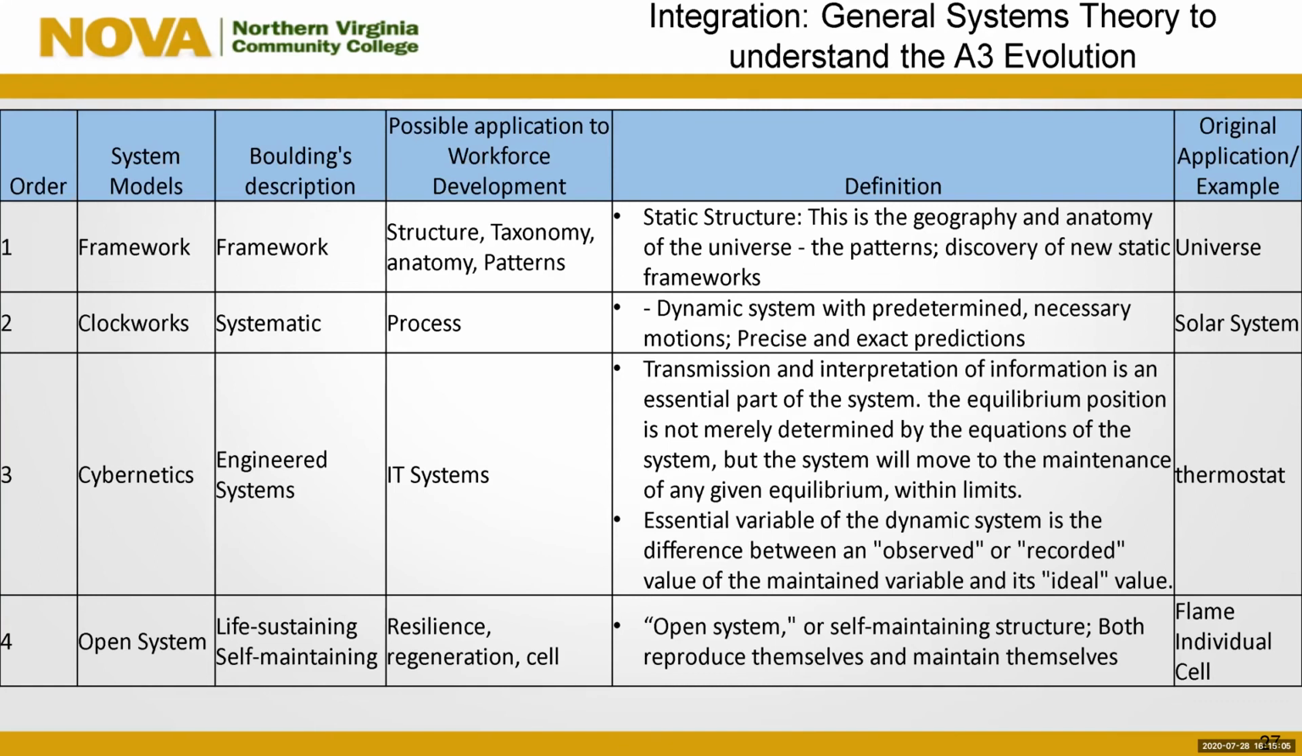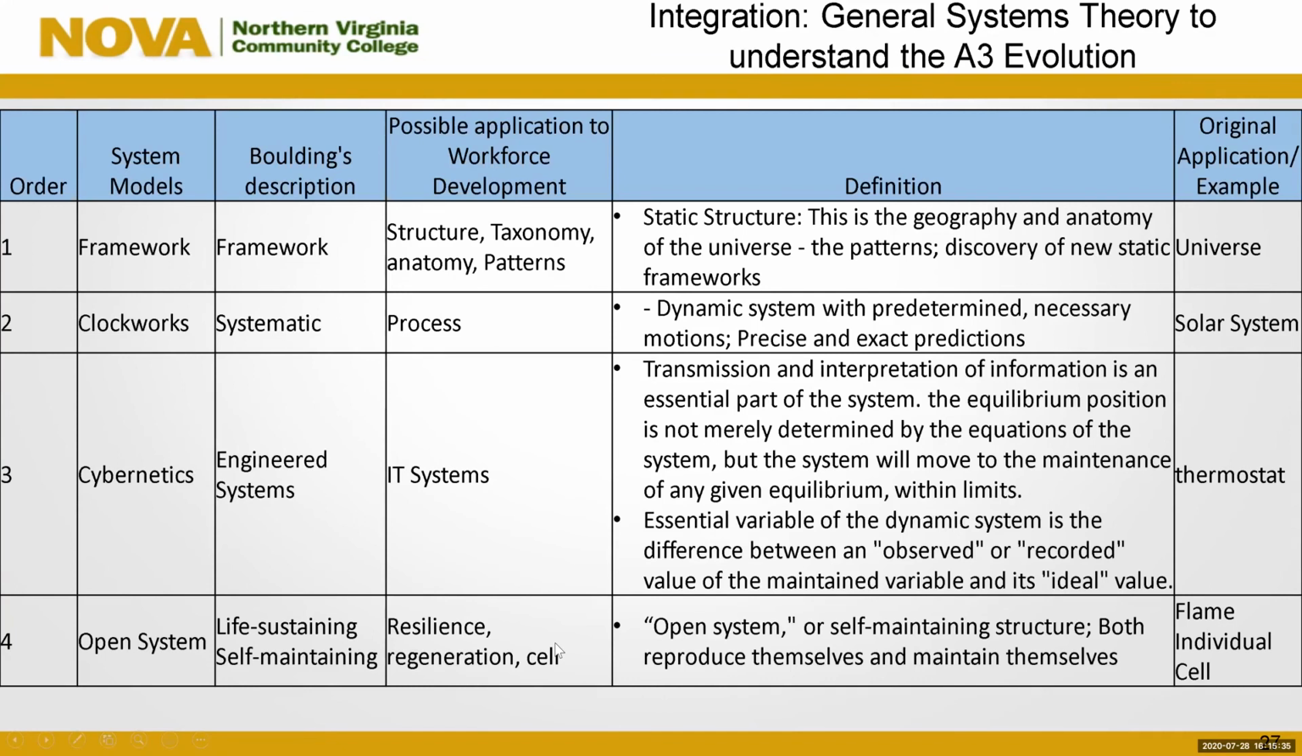We have cybernetics, which is the ability to integrate and understand the basics of systems with bound constraints. So where clockworks is executing a predefined process, now systems have some latitude, but with constraints on either end. The one that I would use is a thermostat as an example, right? And then of course we have open systems.